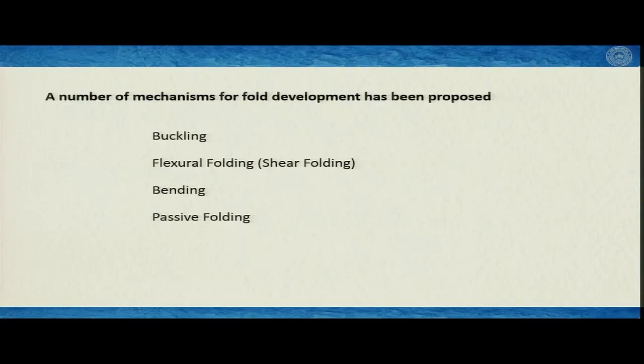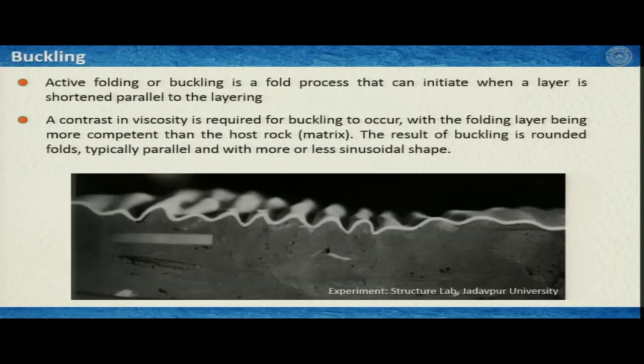Now, based on that, a number of mechanisms have been proposed to take into account the mechanisms of folding, and we will mostly discuss these four mechanisms. One is buckling, then we look at flexural folding, which is also known as shear folding, then we look at the bending mechanism of folding, and finally, we will talk about passive folding. Now, first let us take into account the most common mechanism of folding, which is buckling. So active folding is kind of buckling.